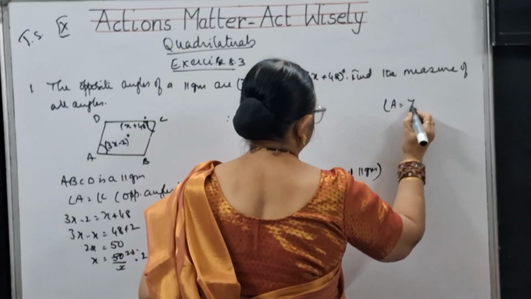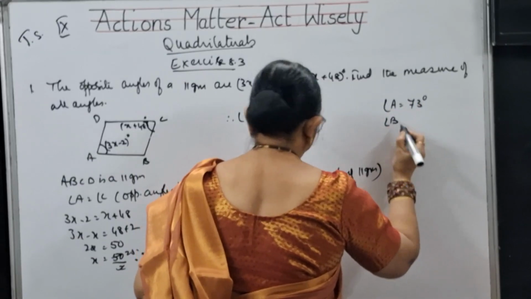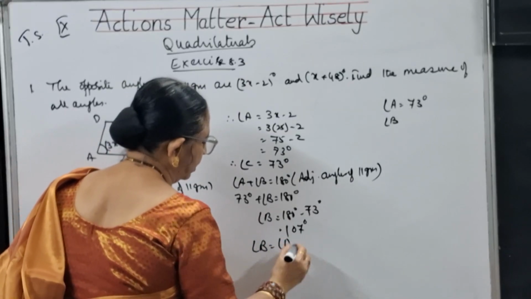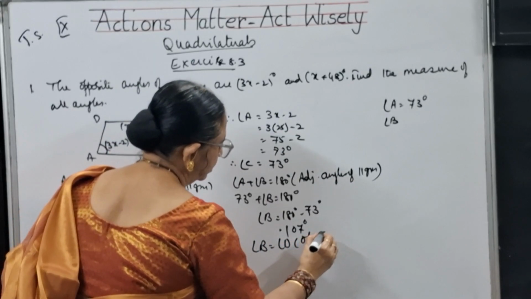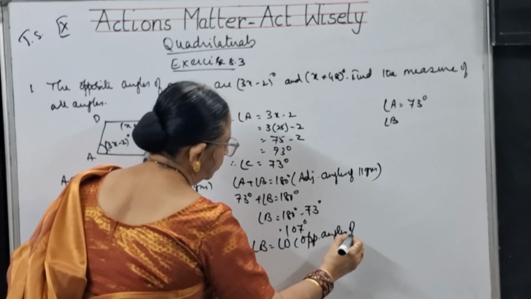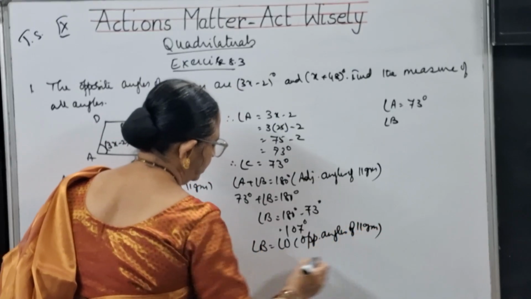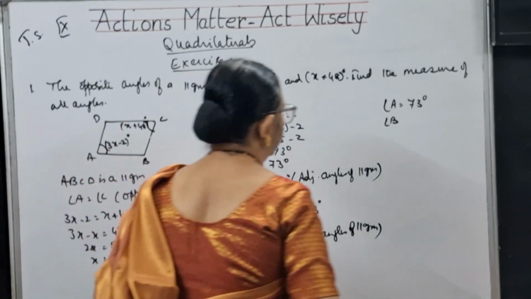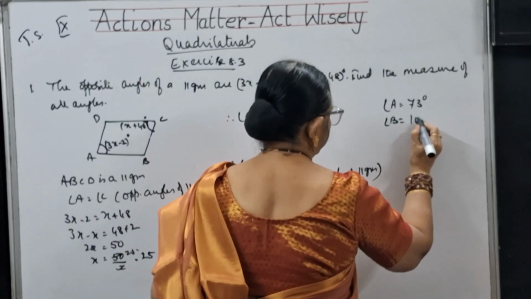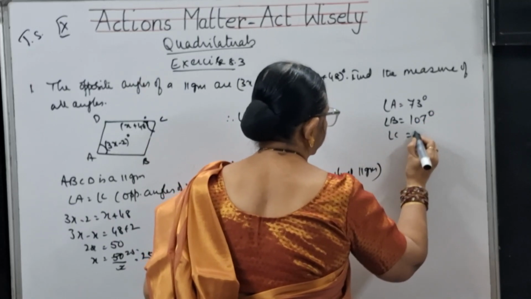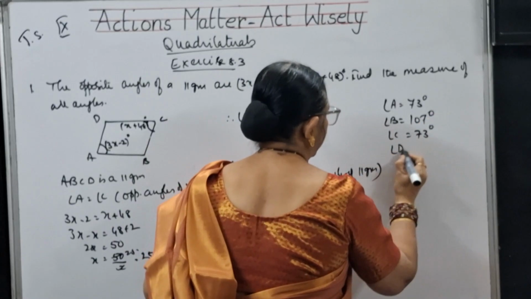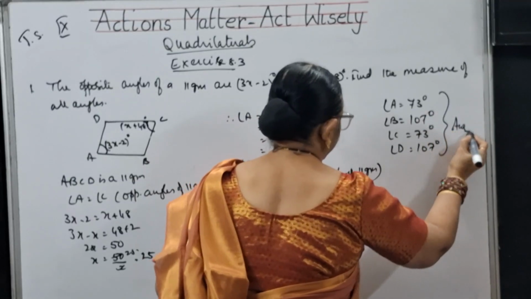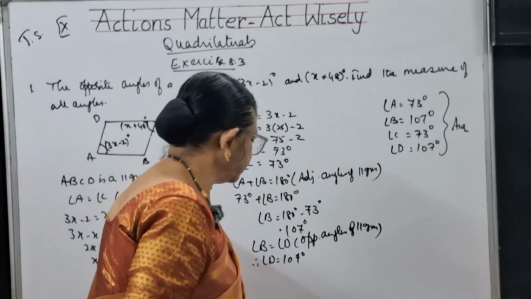So what are the angles? Angle A is equal to 73 degrees. Angle B is equal to angle D. They are opposite angles of parallelogram. Therefore, angle D is also equal to 107 degrees. So, angle A is equal to 73, angle B is equal to 107 degrees, angle C is equal to 73 degrees, angle D is equal to 107 degrees. These are the answers for this problem, children.